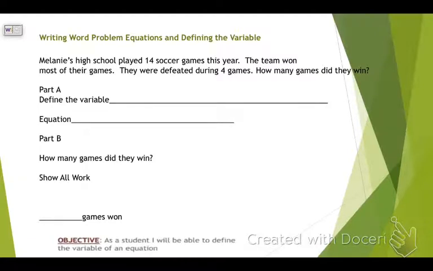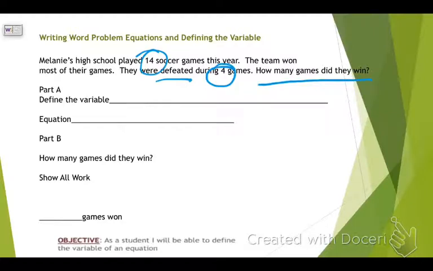Melanie's high school played 14 soccer games this year. The team won most of their games. They were defeated during 4 games. How many games did they win? Alright, so let's define the variable. First of all, let's go back and read the question again. Melanie's high school played 14 soccer games this year. The team won most of their games. They were defeated in 4 games. So how many games did they win?